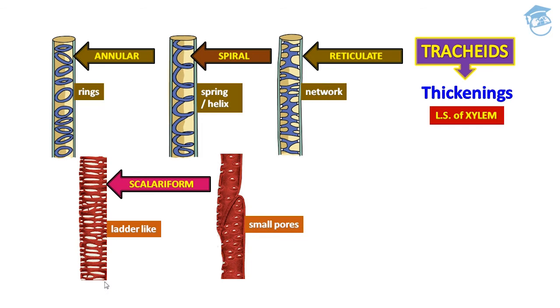And then come small pores, wherein small pores are arranged at the lateral sides. So these five are the secondary cell wall thickenings which are present in tracheids. First is annular, second is spiral, third is reticulate, fourth is scalariform, and fifth is pitted.